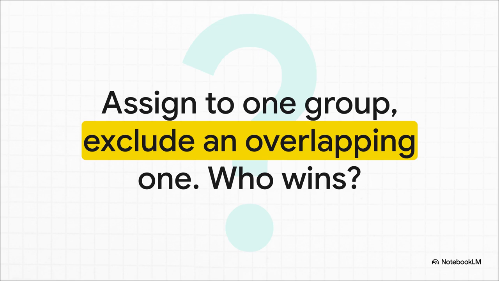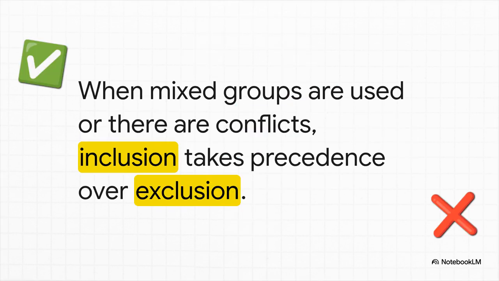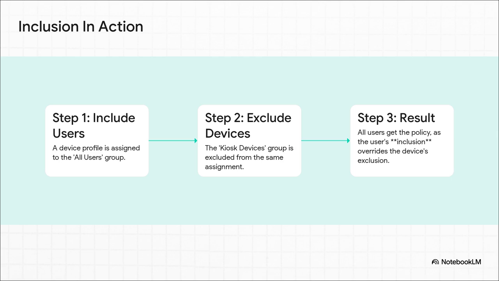Who wins that fight? There's one golden rule you have to burn into your brain. When there's a conflict, when you have an included group fighting an excluded group, inclusion trumps exclusion, always. If you remember nothing else about assignment, remember that. Let's look at a real example of how this plays out. So step 1, you assign a profile to your all users group. Step 2, you specifically exclude the kiosk devices group from that same profile. So what's the result? Every single user in that all users group gets the profile, even if they happen to be using a kiosk device. The user's membership, their inclusion, is more powerful than the device's exclusion.